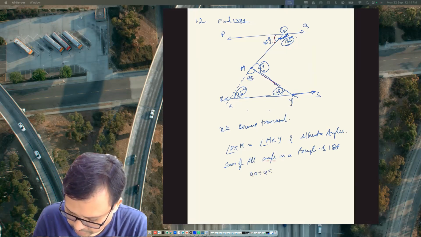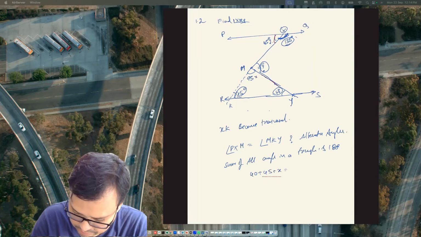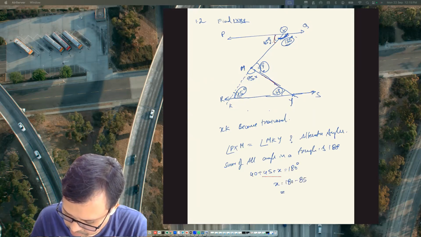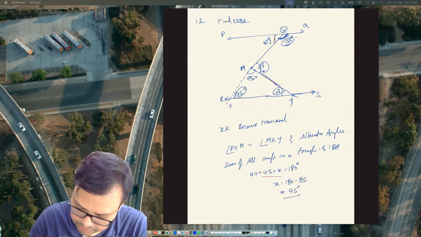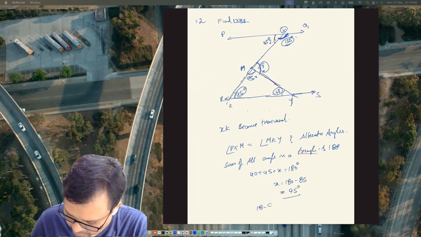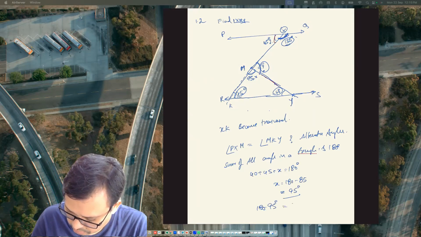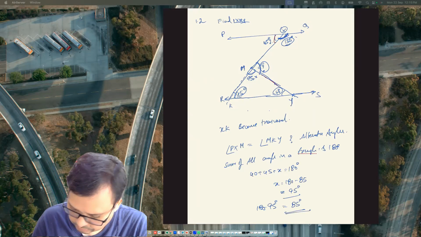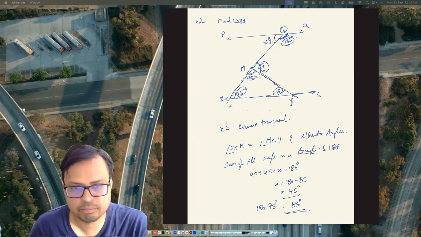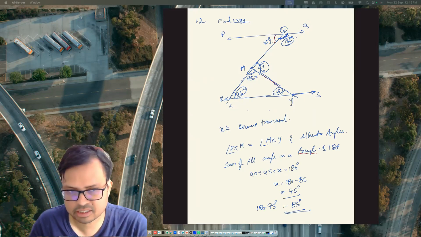Right? How come is that? 40 plus 45 plus x is equal to, let's say this is x, 180 degrees. x is equal to 180 minus 85. This becomes 95 degrees. If this is 95, what will be this angle? Because this is also a straight line, this angle will be 180 minus 95. This will be 85 degrees. Right. This solution, I find a little bit easier compared to what is given in standard textbooks everywhere.